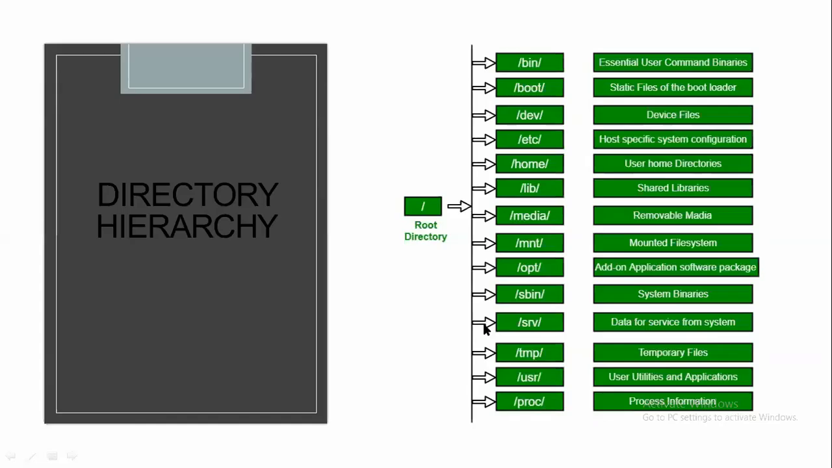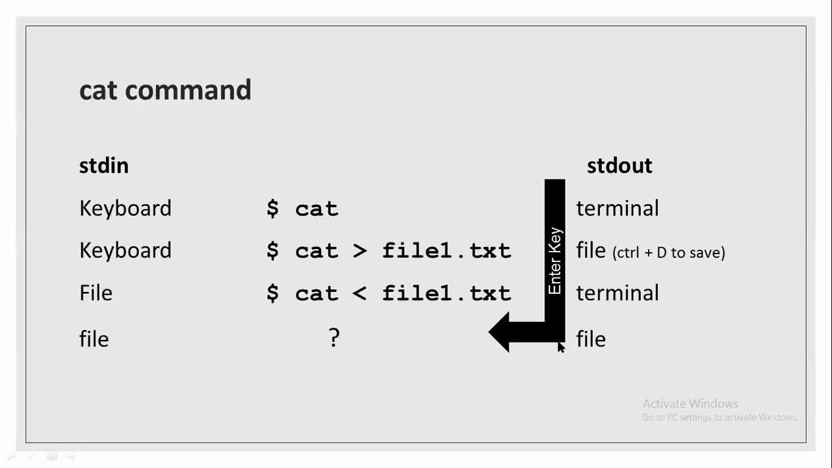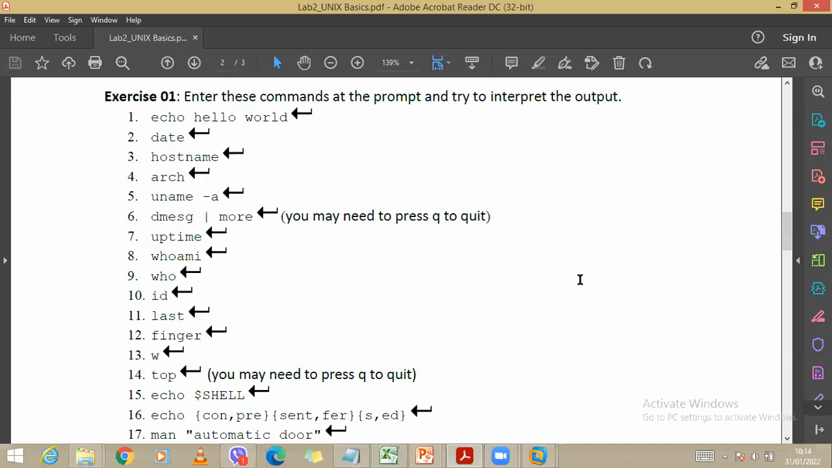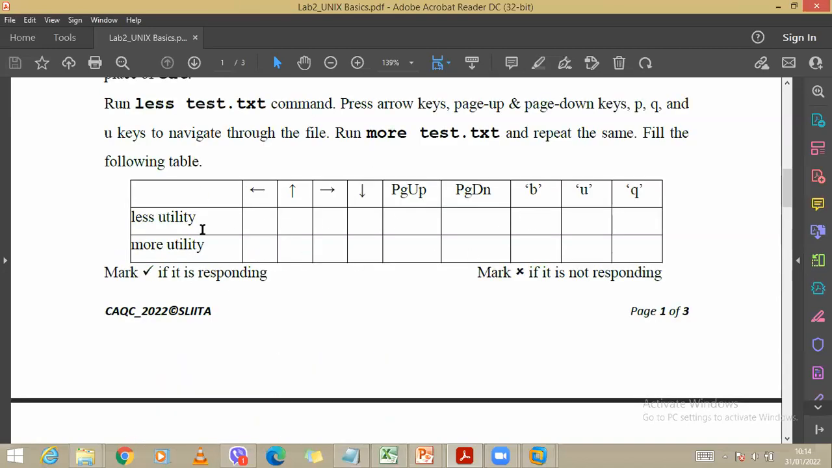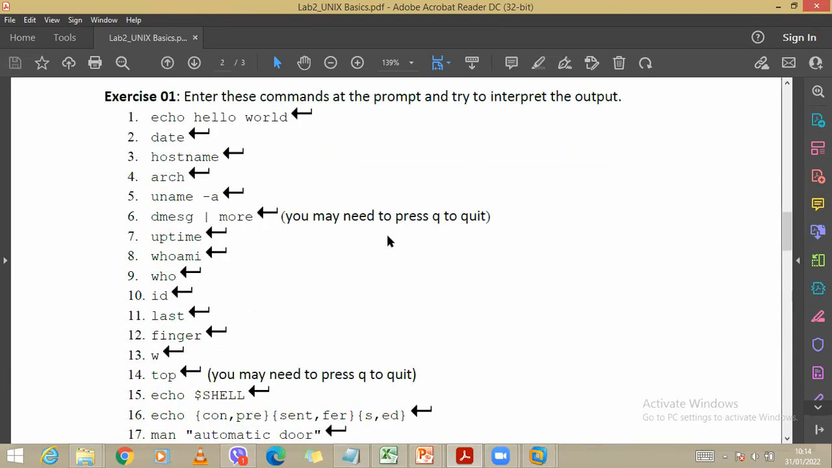The first one was from this cat command. I wanted to know what command you have to use in order to read from a file and write it to a file. That was the first question. The second question was this: fill in the table. You have to check these keys and see which keys react, and put a tick or a cross sign if it is working or not. And exercise 1, it's up to you. You have to do it completely on your own.